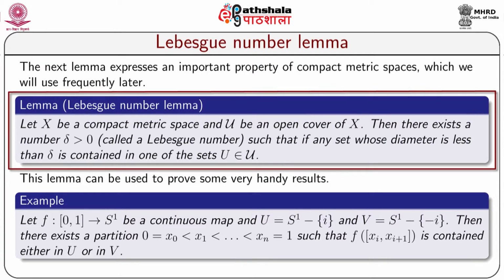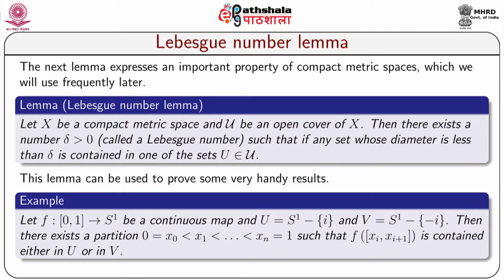Let X be a compact metric space and script U be an open cover of X. Then there exists a positive number delta such that any subset of X with diameter less than delta is contained in some member of script U. That means, the Lebesgue number lemma says that given an open cover of a compact metric space, there exists some number delta such that every subset of X with diameter less than delta is contained in some member of that open cover. This number delta is generally called the Lebesgue number.